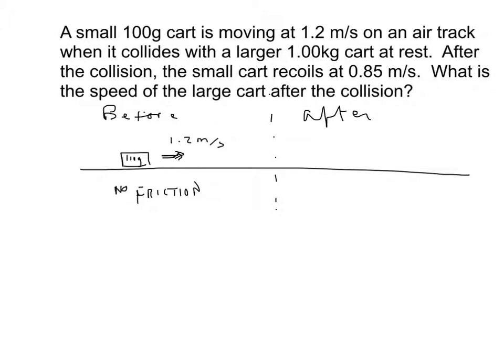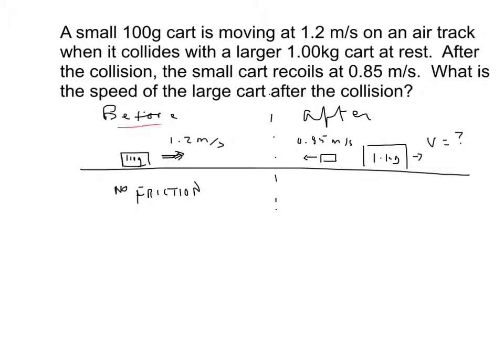Okay, so it's moving before at this speed, and then after, I'll draw a little after picture. What we have is that it has somehow collided with a large cart, or more massive cart, and this one now has a velocity, and the velocity is unknown. And also this cart, after it collided, the little one is actually now heading in this direction at 0.85 meters per second.